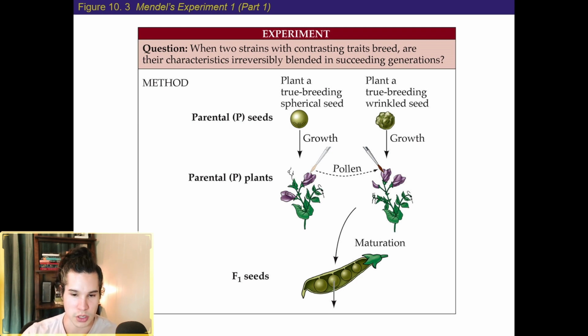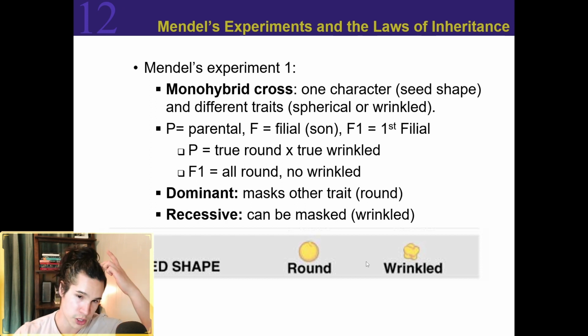So this is the first part of his experiment. What he did was he took true bred spherical mated with true bred wrinkled seeds. All of the offspring were spherical seeds. Now, before we jump further into the results of his experiment, let's just talk about some of the terminology. So what he did was a monohybrid cross.